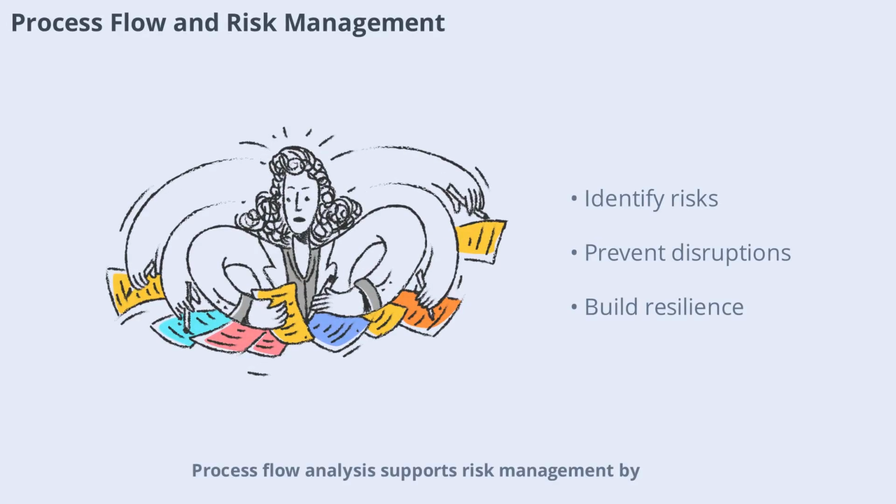Process flow analysis supports risk management by identifying potential failure points and control measures. By proactively addressing risks, organizations can prevent disruptions and ensure business continuity. This approach builds resilience and protects against unexpected challenges.